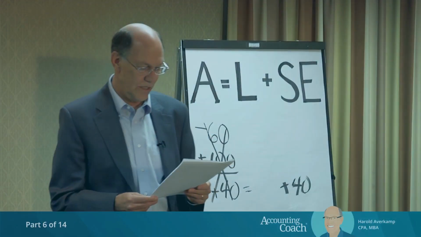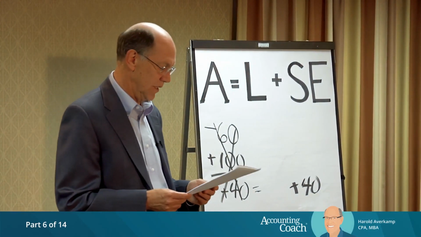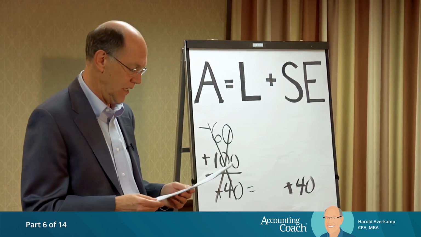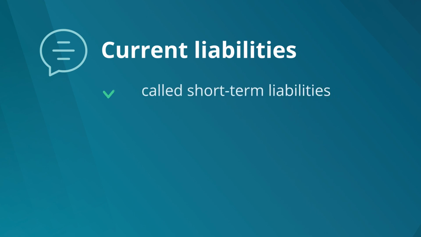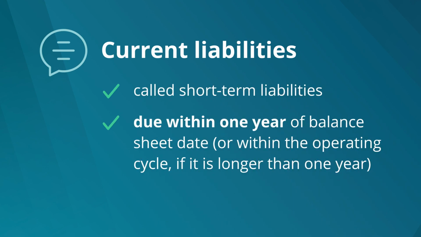Okay, let's go down to that section now, liabilities and stockholder equity. So we're on the same page, just the lower half. Current liabilities might be called short-term liabilities, liabilities that we have to pay within 1 year.